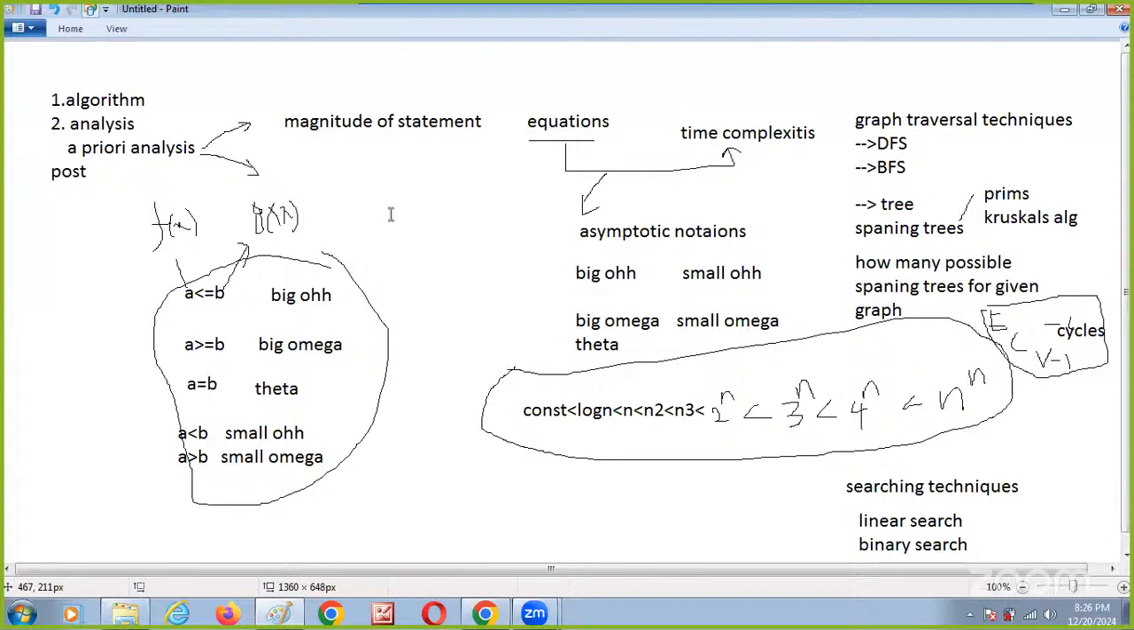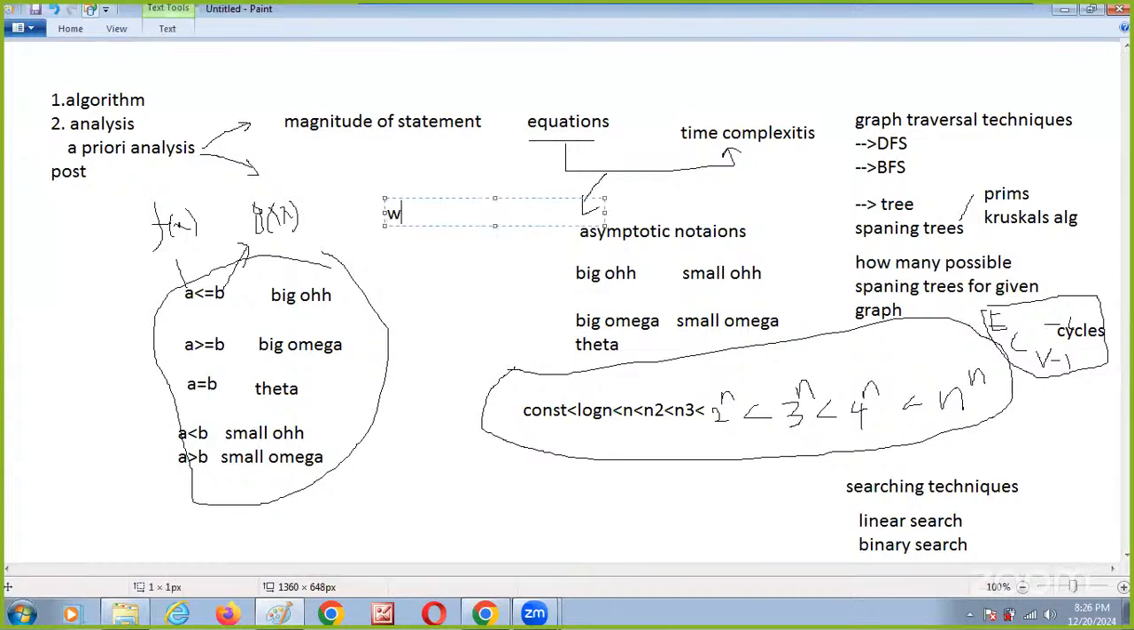So these are the things we have already discussed. How to find out the worst case time complexity, average case time complexity, as well as best case. In this entire subject, for any problem you are solving, we need to think about what is the best case time complexity, what is the worst case time complexity, and what is the average case time complexity.